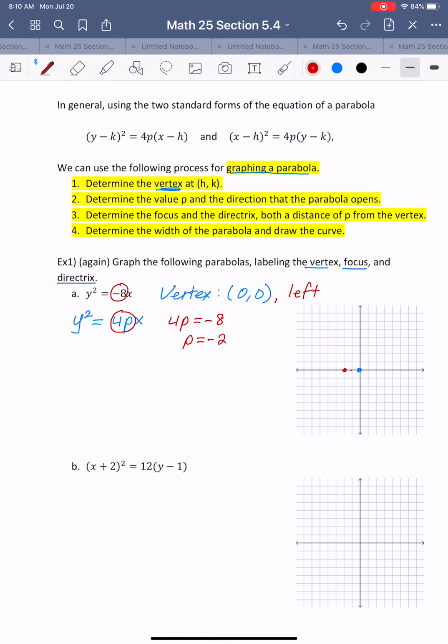So this is the place of the focus, which means you go 2 units to the right from the vertex, 1 and 2. So this place is the focus, and then this is going to be the directrix.